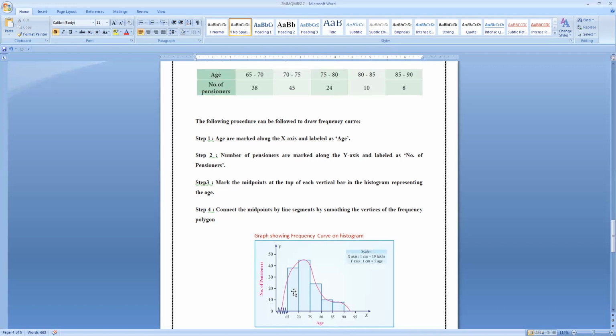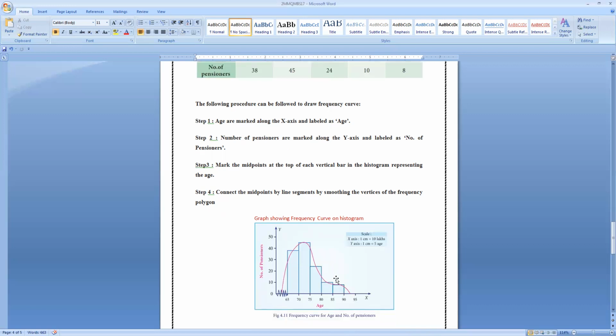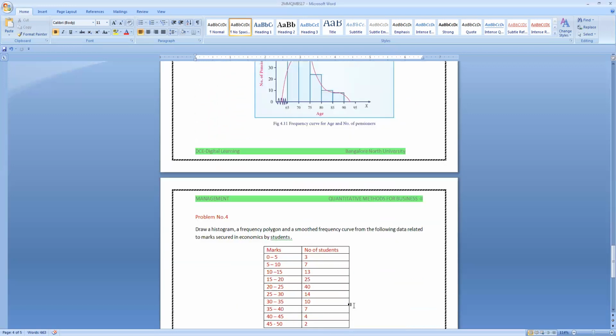So after that, we should mark the center midpoints of each vertical bar. We have to mark the points. Then we should draw a freehand curve from the bottom of the x-axis, where we can see very easily, we can draw very easily the frequency curve.